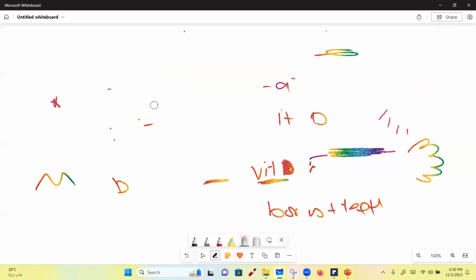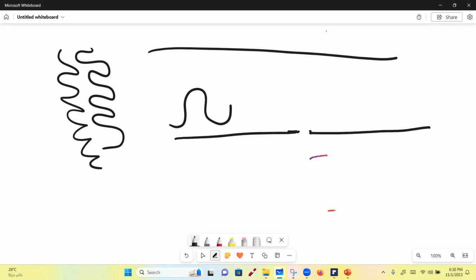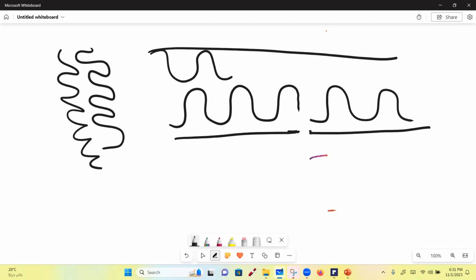I'll erase the board. Okay, I'm going to draw the inside of the small intestine. This is your small intestine. It's long and it's coiled. Now I'm going to look inside. The inside of the long intestine looks like this. This is the outer layer. The inner layer is folded. These folds are called the villi.